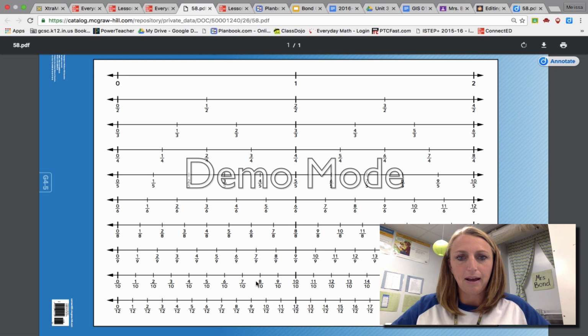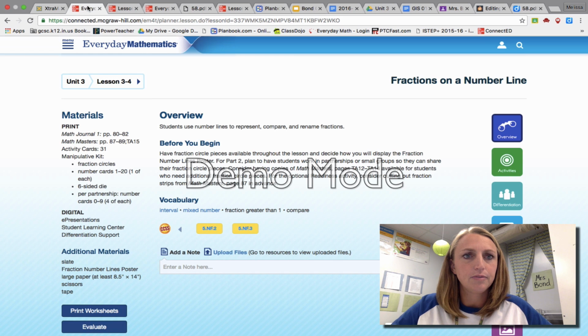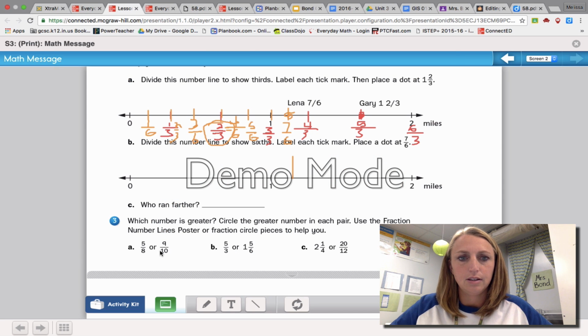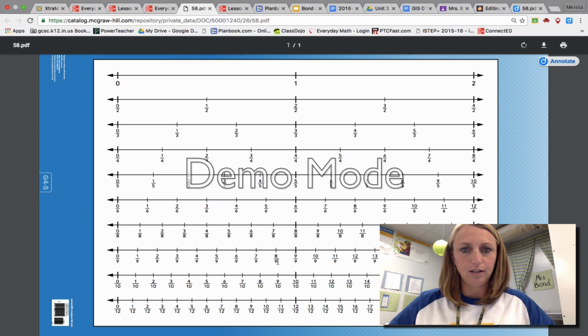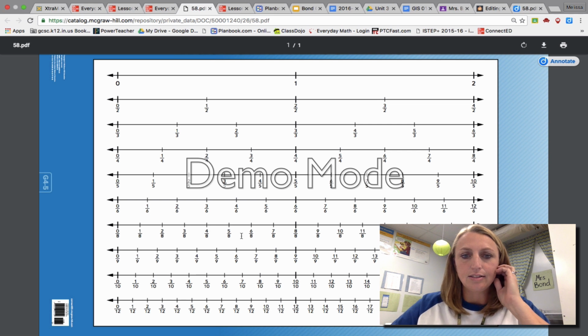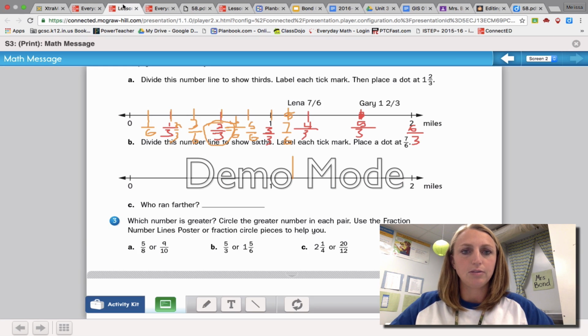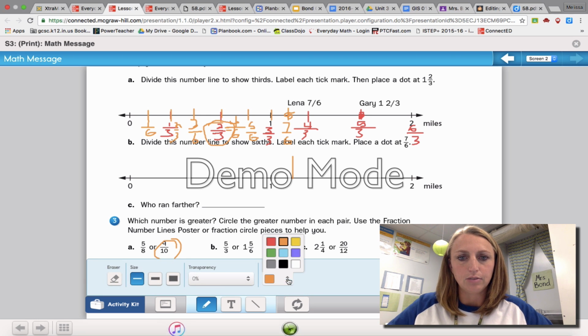So here's my 5/8 right here, okay? And the other one was 9/10. So 5/8, and now I find my tenths down here, 9/10. And we see that 5/8 is smaller than 9/10. So when we go back to our page, we are going to circle the greater number. So we are going to circle 9/10. Okay? Let's look at our next one.